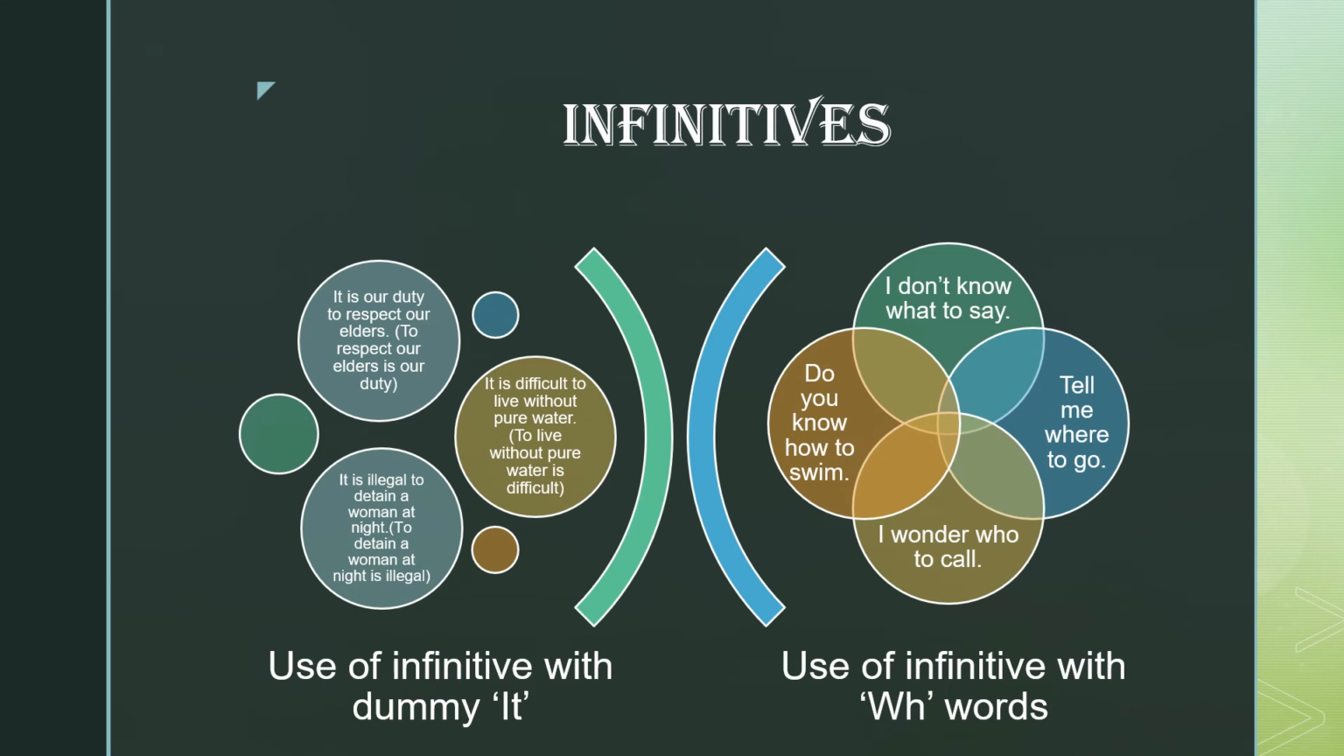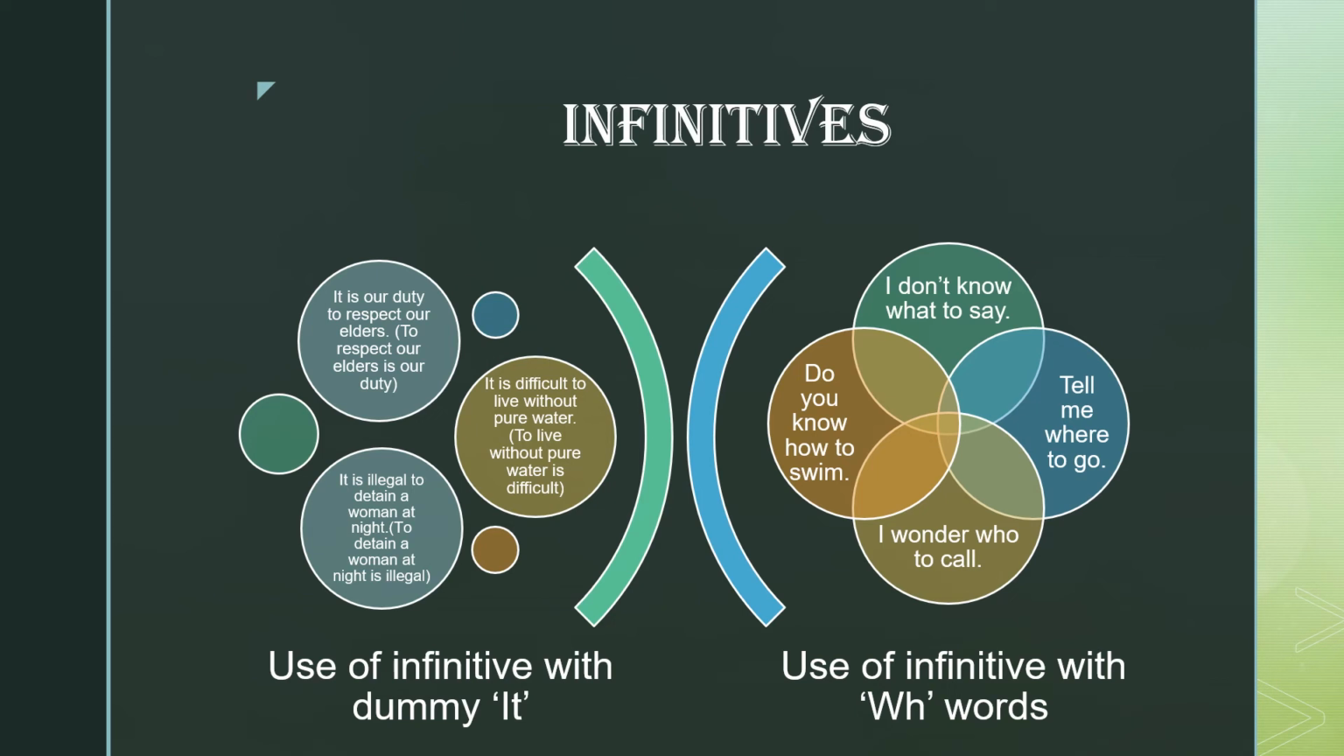Whenever you're using a dummy it in a sentence, you will use infinitives along with it. Dummy it would mean that you can do away with that it word also by reframing the sentence in another way. But whenever you have that it in a sentence which is just acting as a dummy, it does not have any specific significance. In that case, you will have to use an infinitive along with it. So it is our duty to respect our elders. It here is a dummy. Why is it a dummy? Because I can always reframe it as to respect our elders is a duty. So if I choose to use the dummy it in a sentence, I will put it as it is our duty to respect our elders.